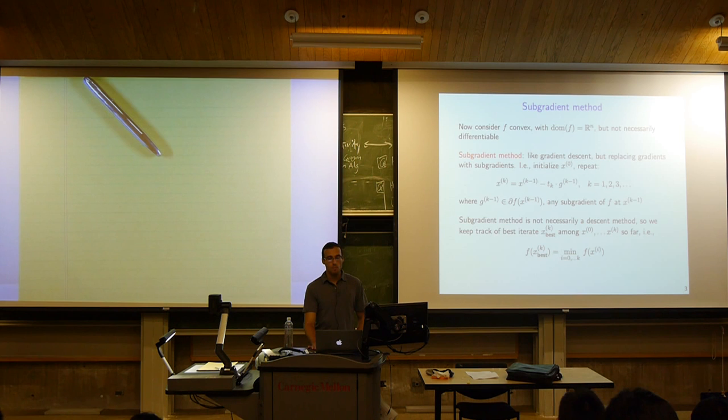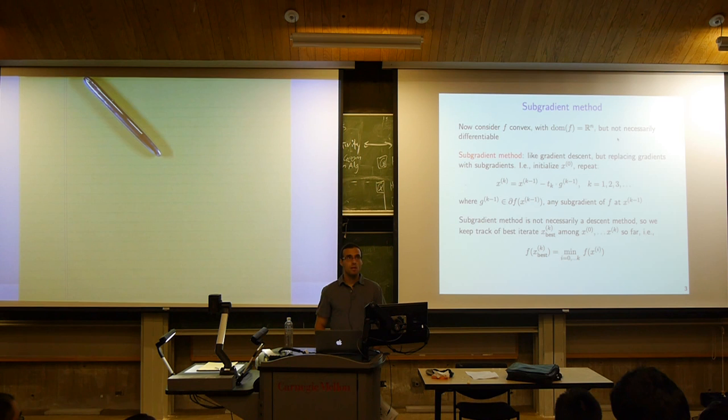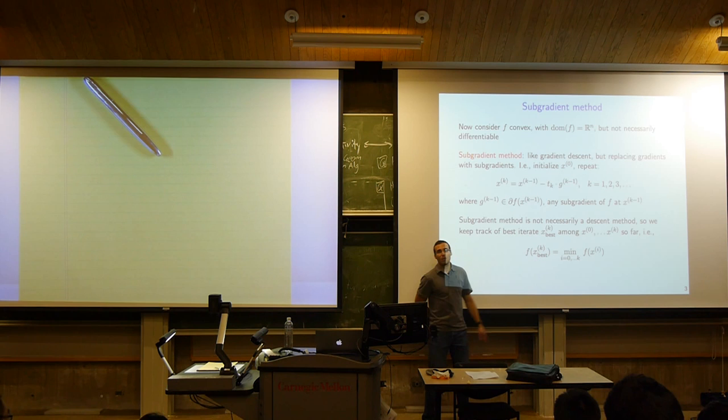So last time we talked about a problem where we're minimizing a function that's convex, that is full domain, but it's not necessarily differentiable. So something like gradient descent would not apply. And we learned that essentially, if we replace gradients with subgradients, then that method will work as long as we keep track of the best criterion value we've seen so far. So this method is called the subgradient method.